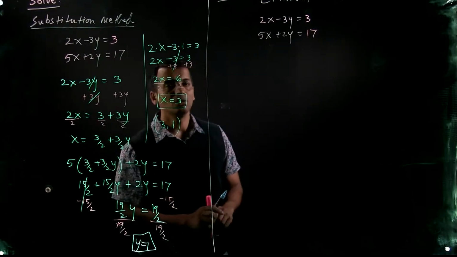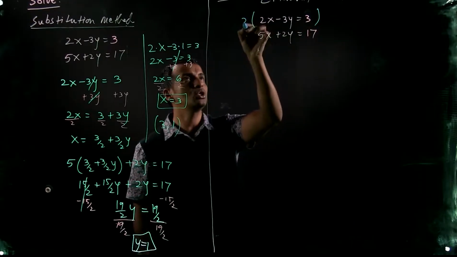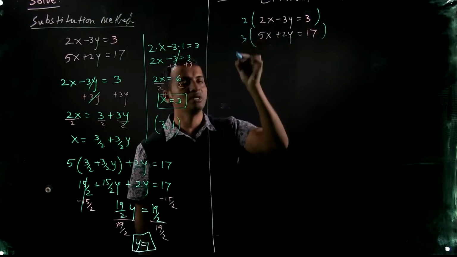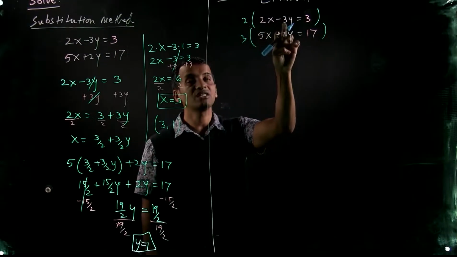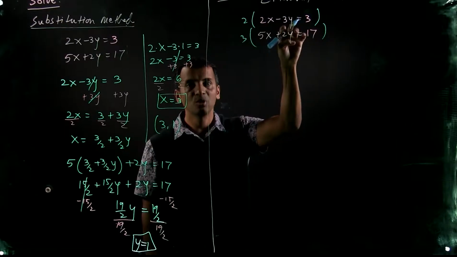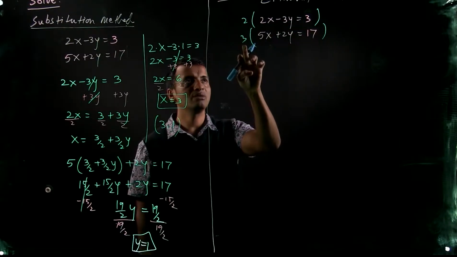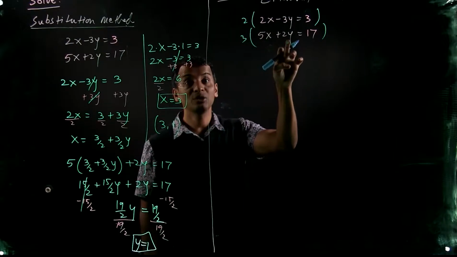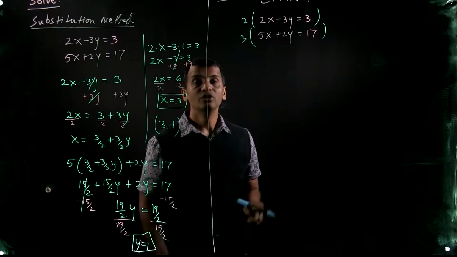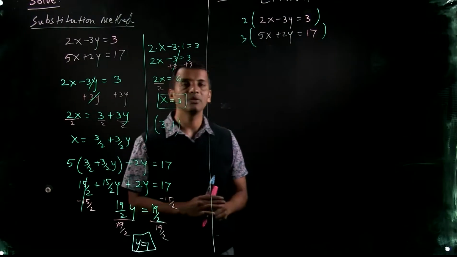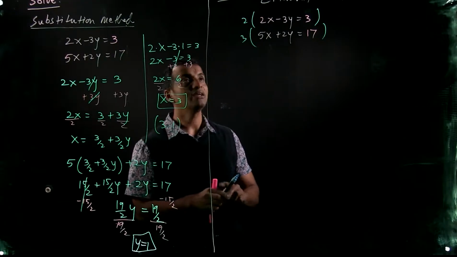Let's try that. What I want to do here is multiply the first equation by 2 and the second equation by 3. Why? Because if you distribute that 2, it will be 4x minus 6y. You will get minus 6y on the second term, right? And if you multiply the second equation by 3, you will get 15x plus 6y. See, there was minus 6y, there is plus 6y, so that you can cancel those. So you should pick the numbers in such a way that you will cancel either the x terms or the y terms.